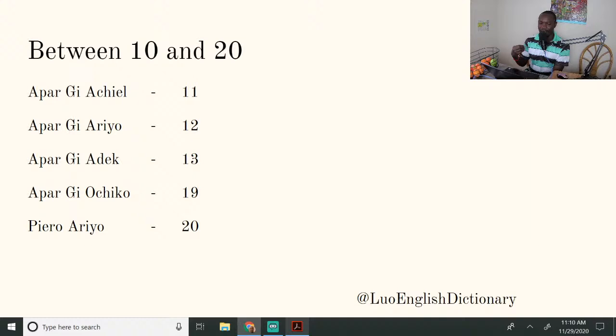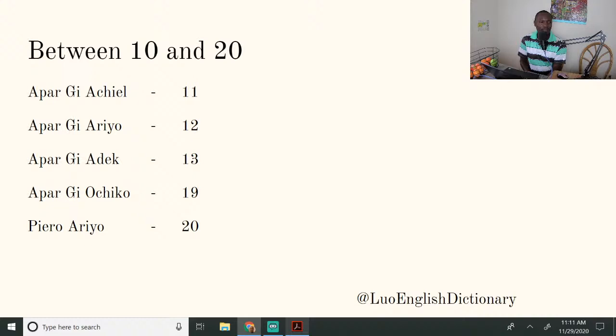So, apar gi achiel, apar gi ariyo, apar gi adek, apar gi ang'wen, apar gi abich, apar gi auchiel, apar gi abiriyo, apar gi aboro, apar gi ochiko, piero ariyo.